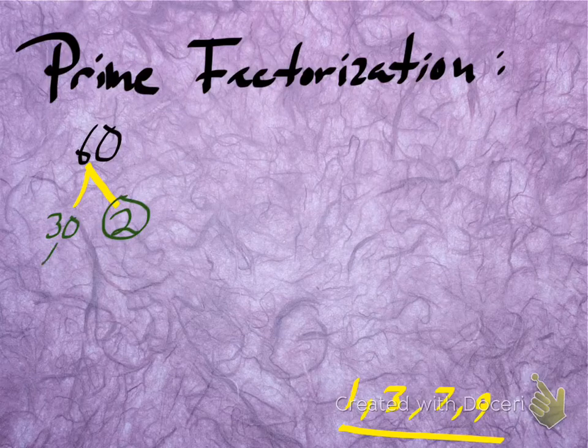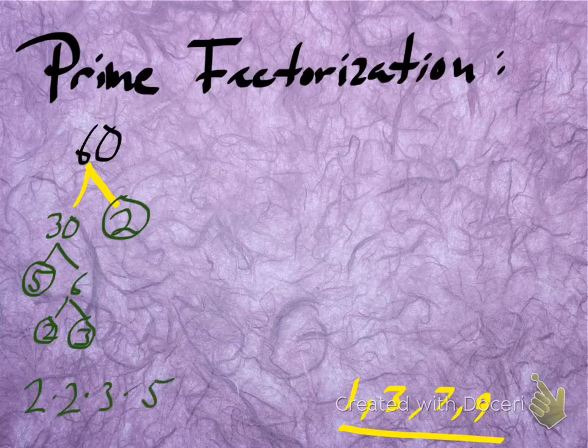Now 30 could break into what, like 5 times 6? Or 15 and 2. Let's do 5 times 6, and 5 is prime, so we'll circle that. And finally, the 6 breaks into 2 times 3, and those are both prime. As you could tell, there are other ways we could have broken the same number down. However, when you're done, you'll always get the same prime factorization. So this one has 2 times 2 times 3 times 5.